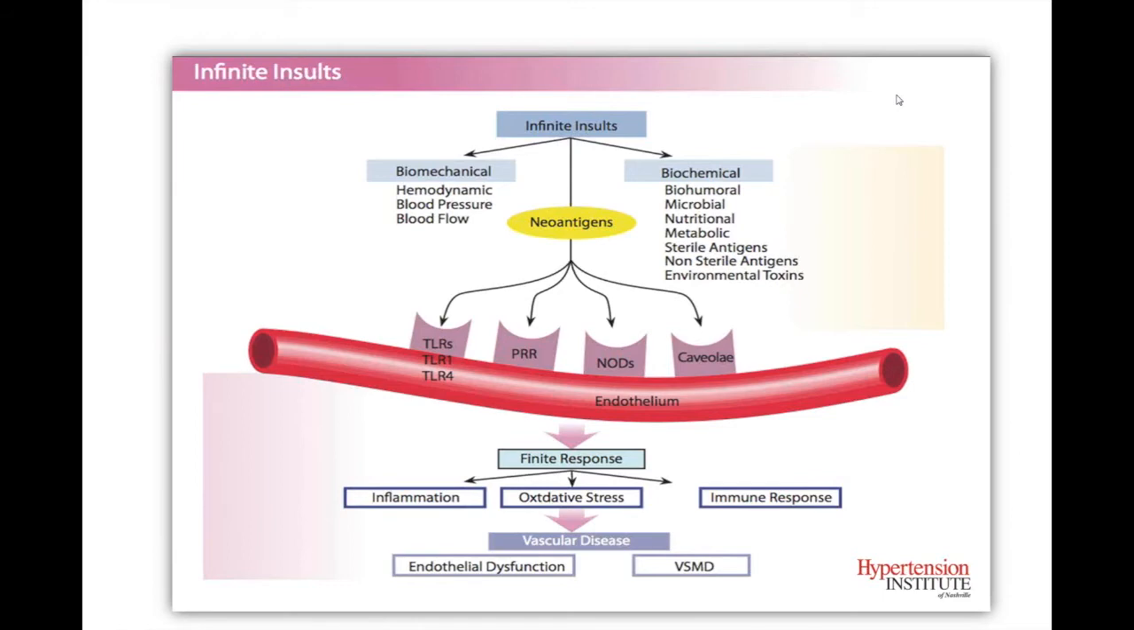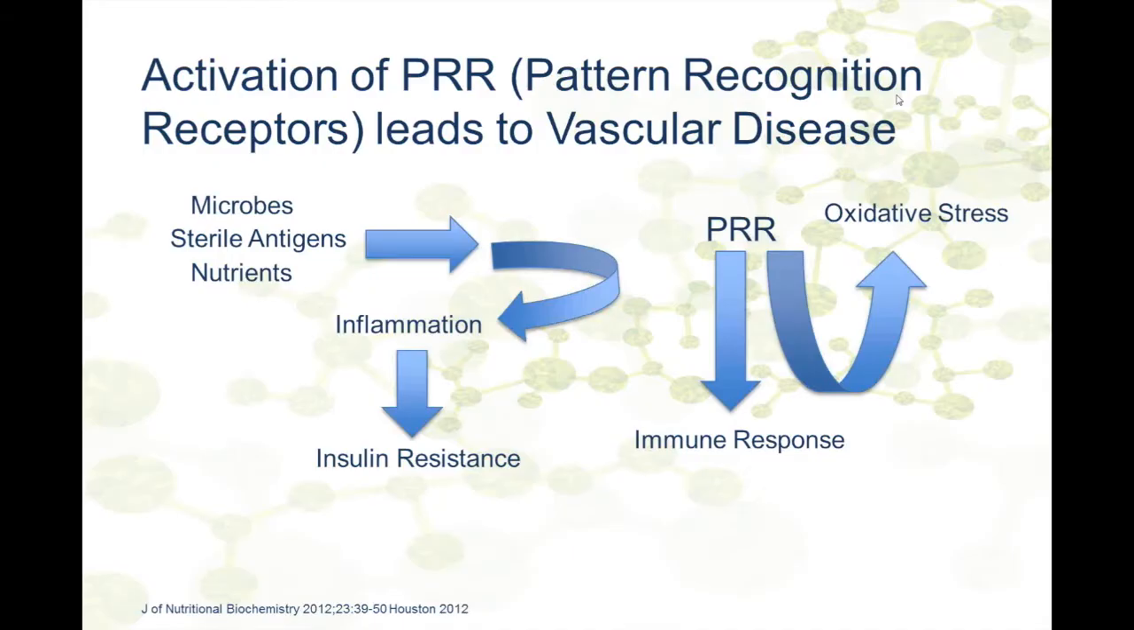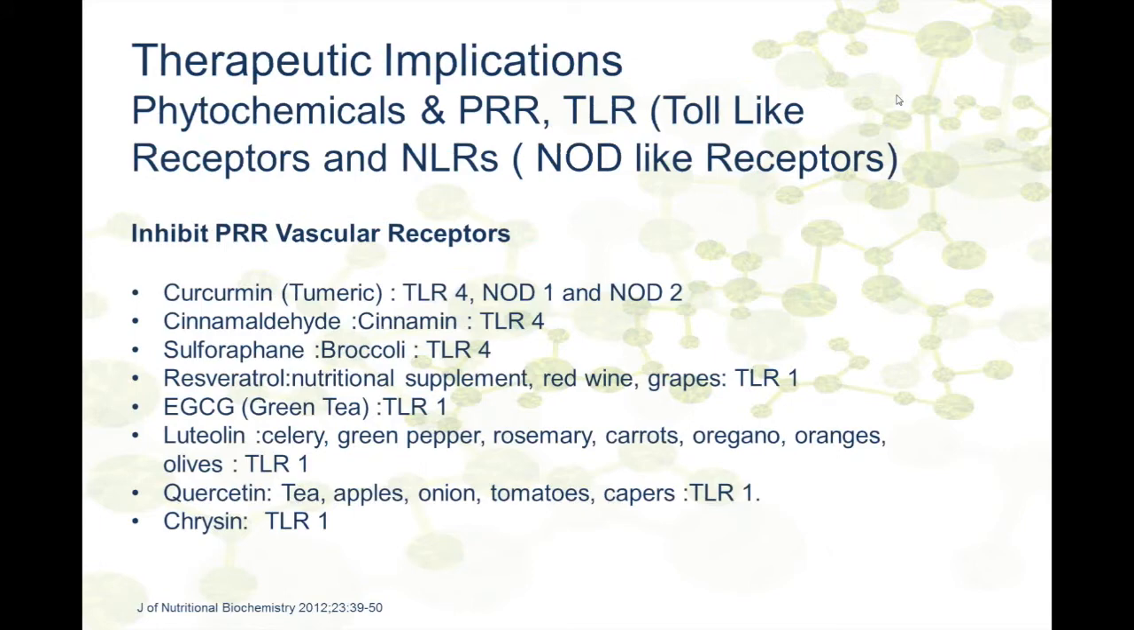And we have a lot of different nutrients, particularly, and supplements that can block those receptors and therefore reduce some of the vascular disease. One of the best ones that blocks the toll receptor and the pattern receptors is curcumin. So all these insults come in, microbes, sterile antigens, nutrients, whatever. That leads into inflammation. Establishing the PRRs causes immune disruption and oxidative stress. And all the inflammation then can go down and cause insulin resistance, particularly related to adipose tissue and release of cytokines and chemokines.